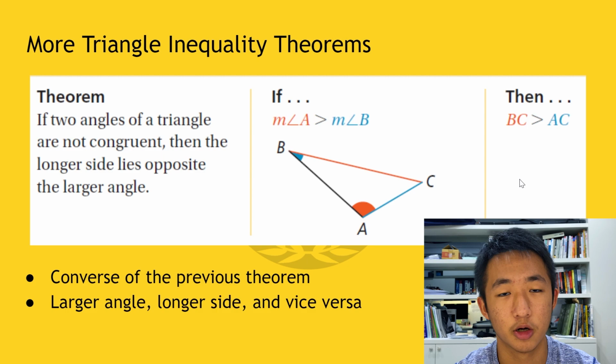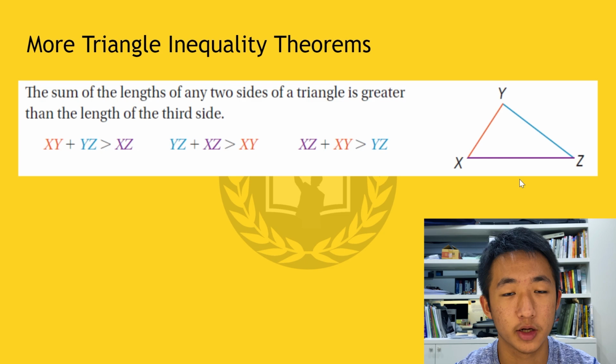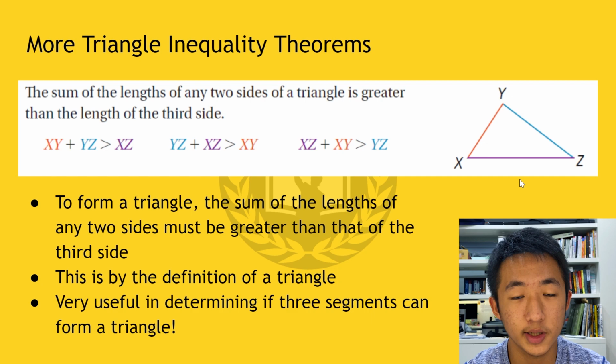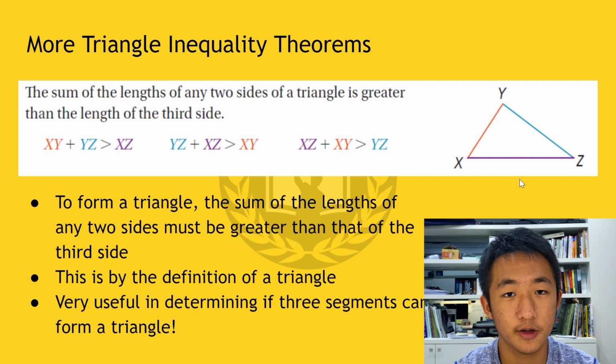Our last triangle inequality theorem states that the sum of any two sides of a triangle must be larger than the length of that third side. This property is often used to determine if three segments can be used to form a triangle. Try this on three different segments with varying lengths yourself and see if you can form triangles by using this theorem. Alright, let's sum things up.